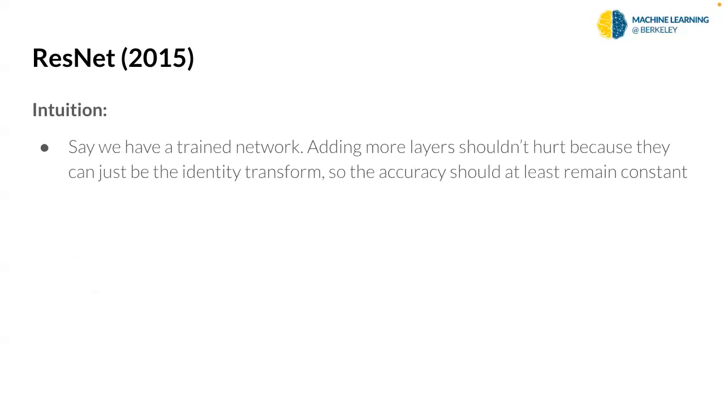And the solution was ResNet. With ResNet, we're not going to look at the architecture right away. We're going to start with an intuition. And so going back to the vanishing gradient problem, let's say we have a training network.